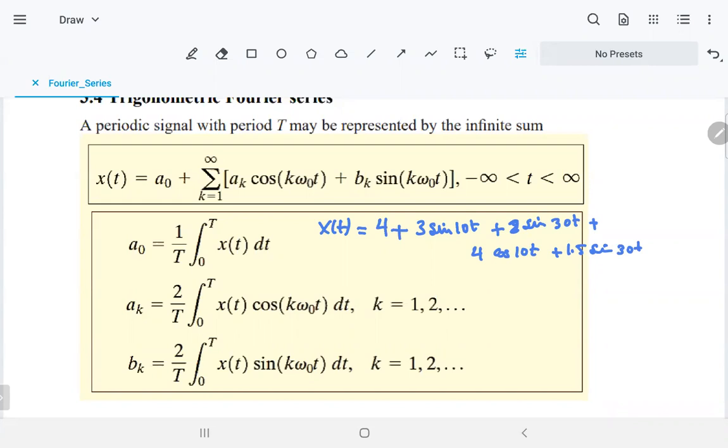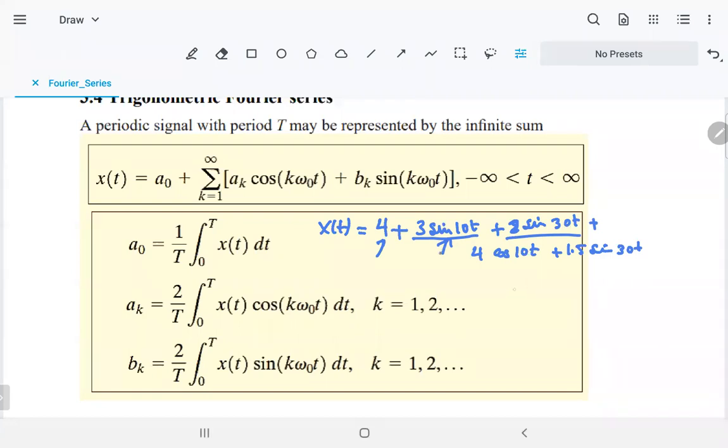Let's explain what every term means. 4 is the average, the DC component in the signal. 3 sine 10t is the minimum frequency, the fundamental component. It's sinusoidal, and omega equals 10 radians per second, because it's sine omega t, and the height is 3. That's the first component. The second component is the third harmonic. Why do I say third harmonic? Because that's 30, and 30 is 3 times the fundamental frequency, which is 10.